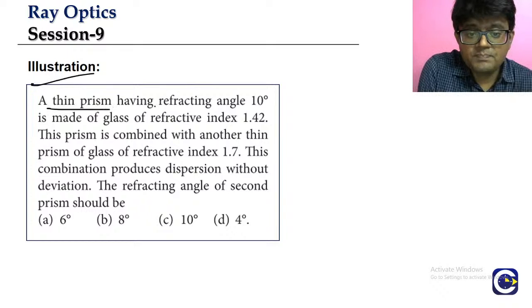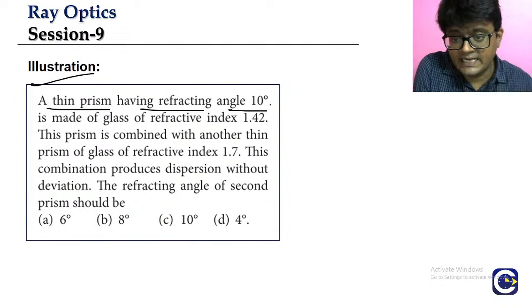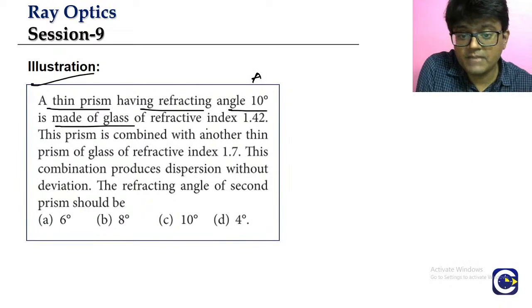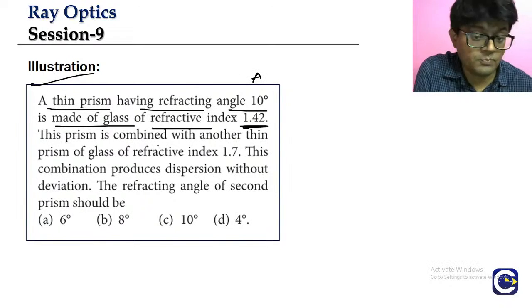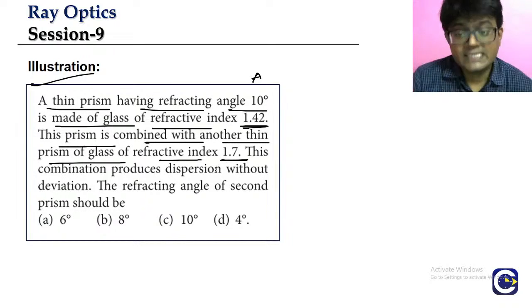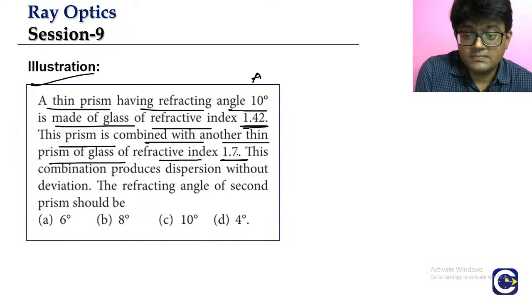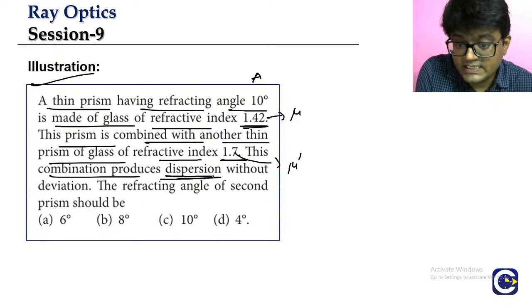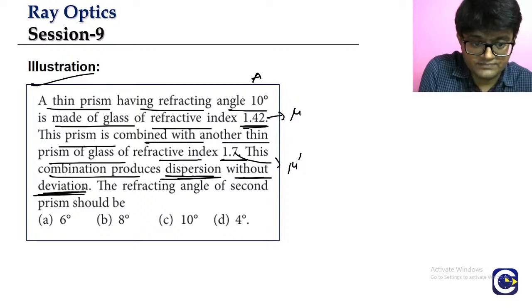Look at this. A thin prism having refracting angle, this is the angle of the prism A, 10 degrees, is made up of glass of refractive index 1.42. This prism is combined with another thin prism of glass of refractive index 1.7. This is the second prism, mu dash. This combination produces, this is the thing that we have to underline, dispersion without deviation.